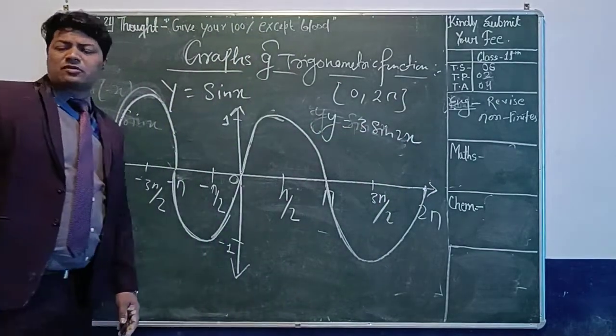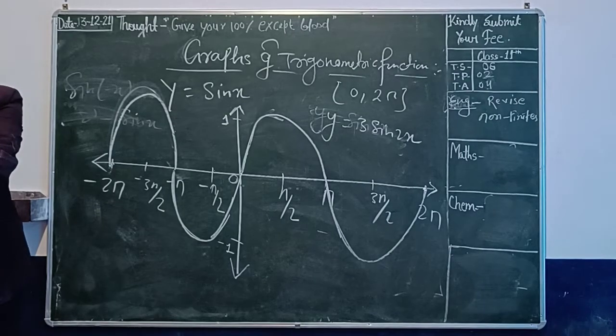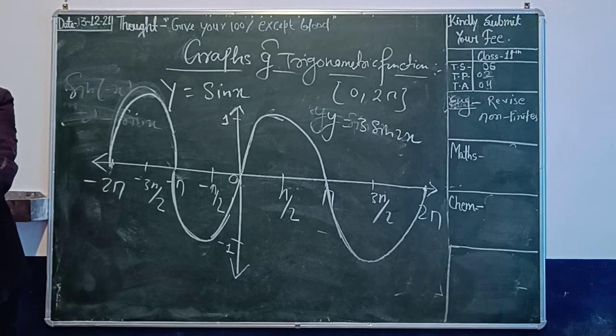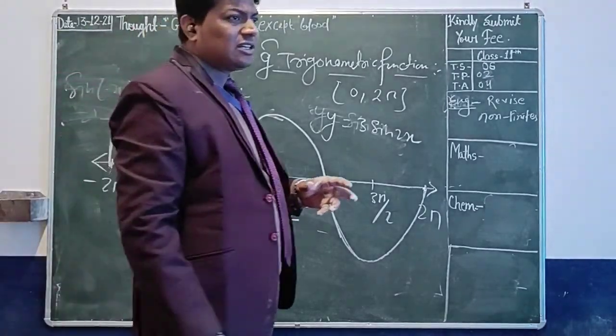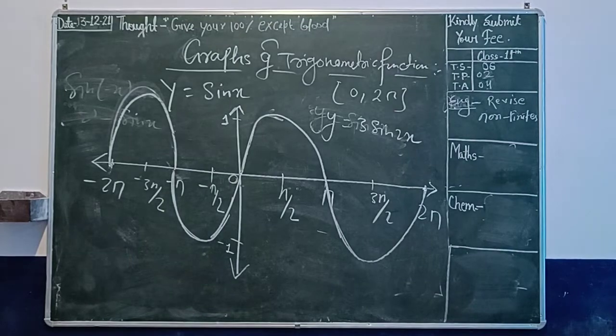Anybody will ask you a simple question that you have to draw the graph of y equal to 3 sine 2x. Is it clear? So for this purpose, again we have to calculate the points here. Mostly we don't have a calculator for this, is it? But if you use a scientific calculator, you will get the values in decimals.